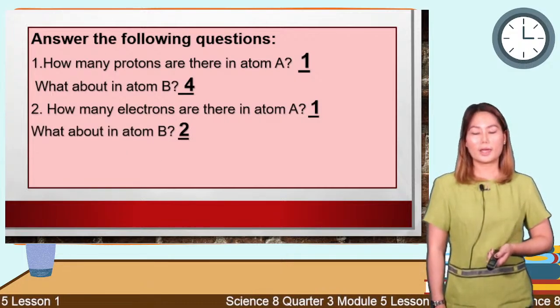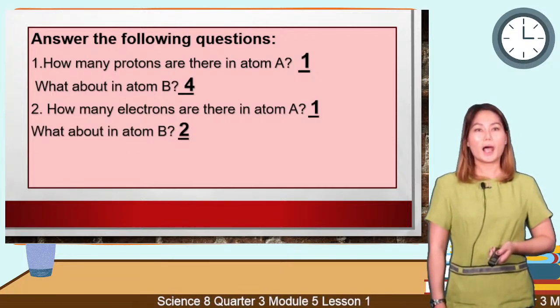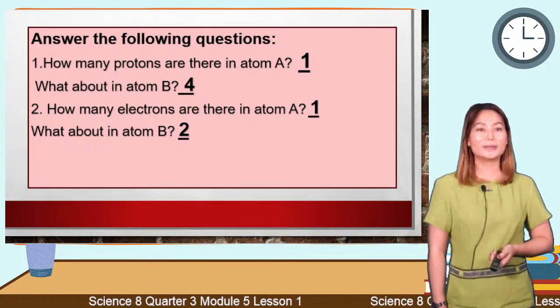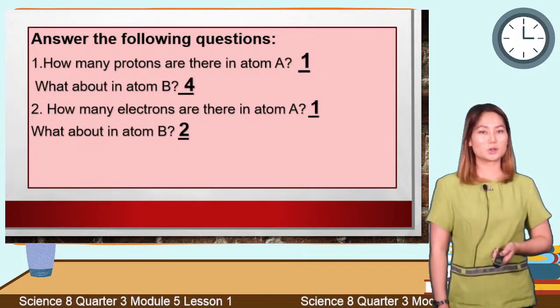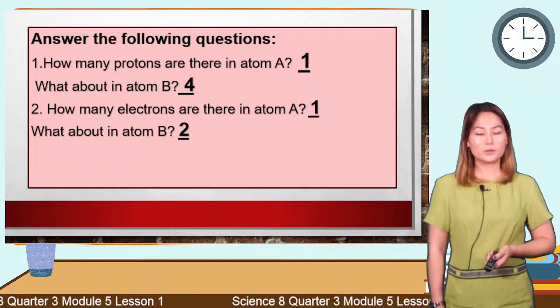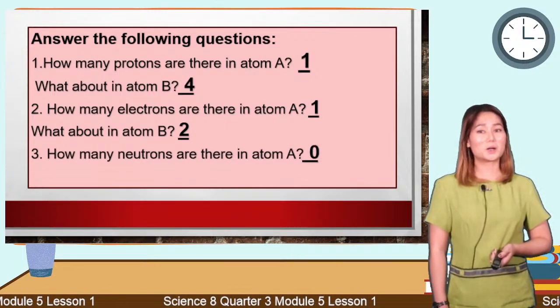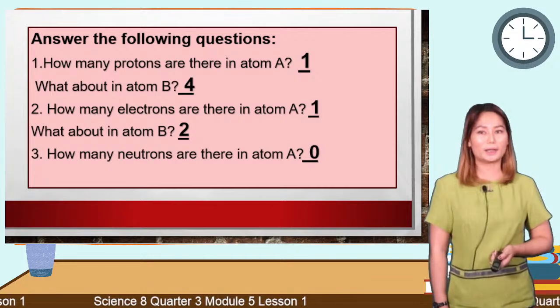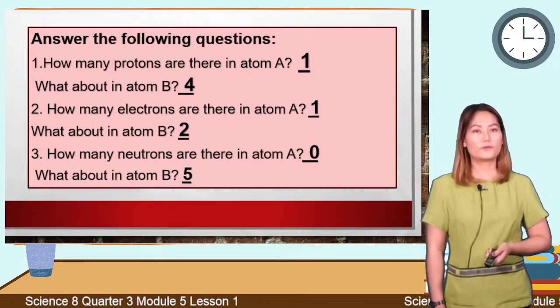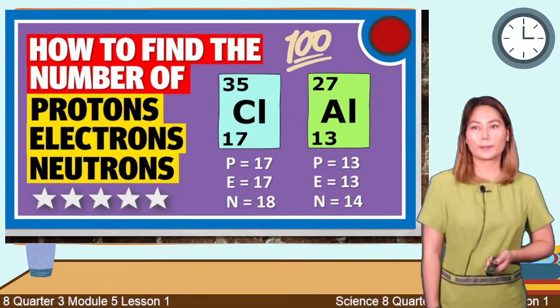And question number 3. How many neutrons are there in atom A? What is your answer? Good job, learners. The answer is 0. And what about in atom B? The answer is 5. Okay.